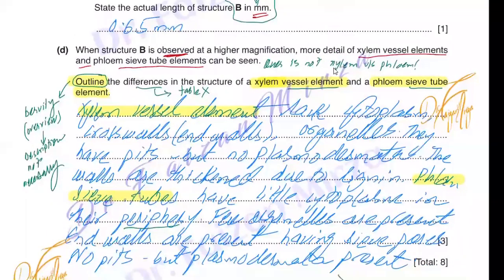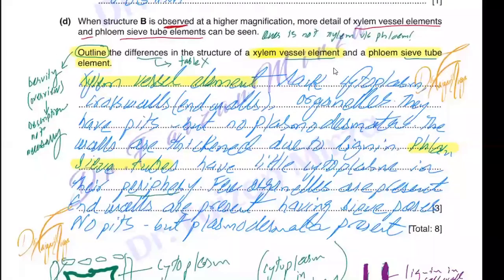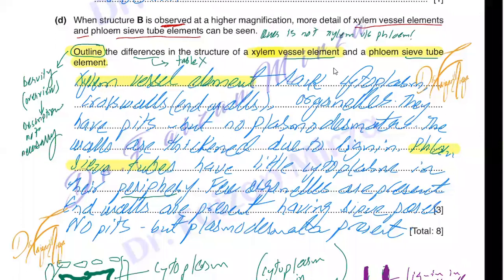And then when structures are observed at high magnification, more details can be seen: xylem vessel elements and phloem sieve tube elements. Outline the difference in the structure of xylem vessel element. You need to compare xylem vessel element with the phloem sieve tube element. So compare both the elements together.